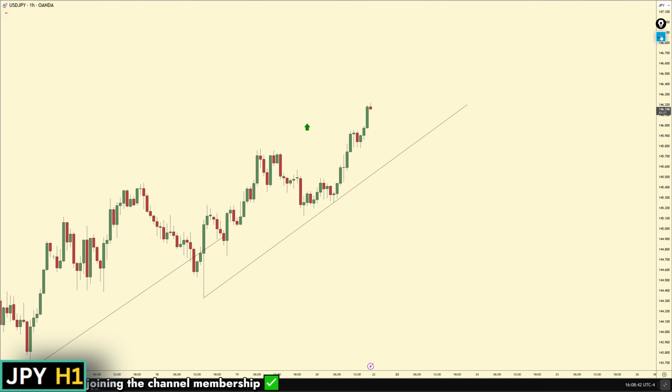On the 1 hour chart, we did create a 1 hour trend to the upside. So I was telling all of the members, guys, we should be continuing to look for longs on a 5-minute chart as long as this trend line is being respected.